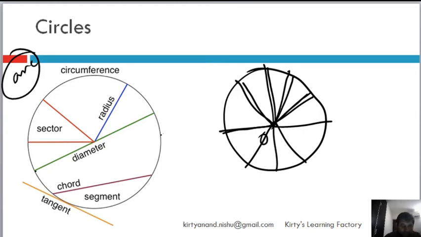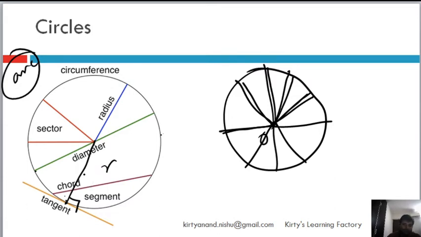So the property of a tangent is that, let's say it touches the circle here, and then if I join this point to the center, this will be perpendicular to the tangent. That is the property of a tangent. It's perpendicular to the tangent. So this will be a radius, right? But this radius will be perpendicular to the tangent.